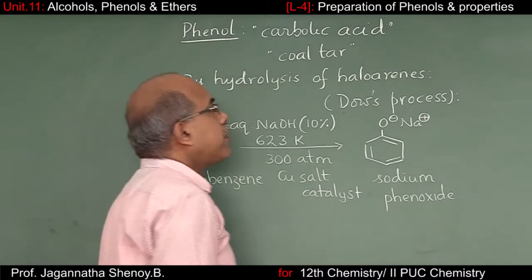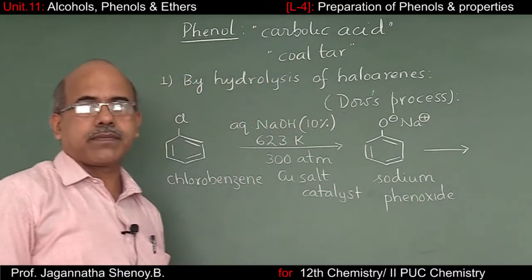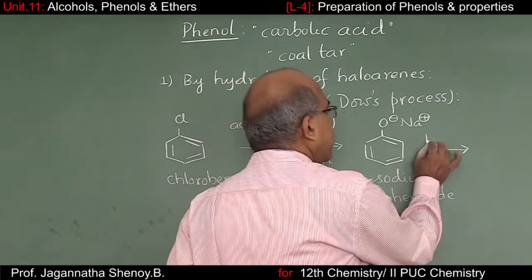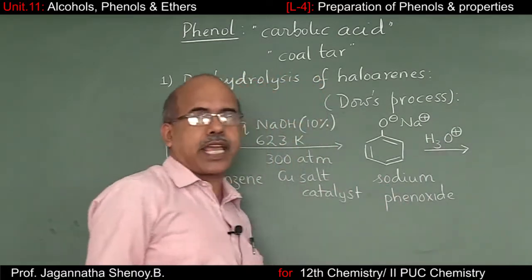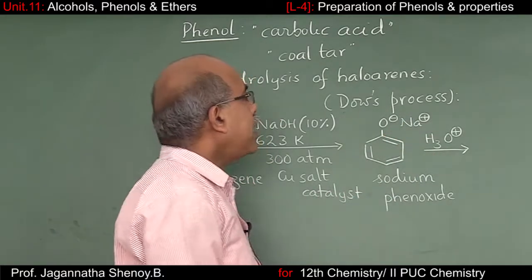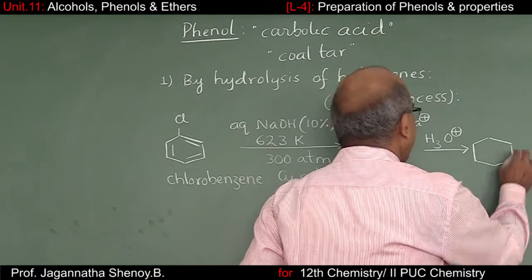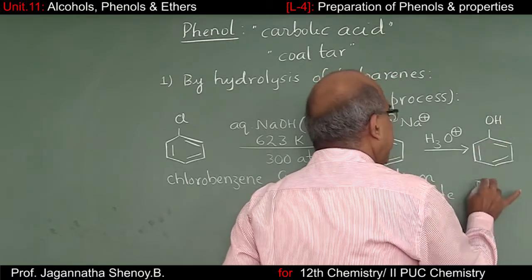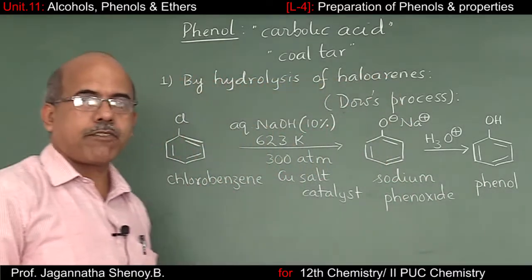Now this is sodium phenoxide. I'll subject it to acidification. I can use dilute HCl or any other dilute mineral acid. In general, I'm going to mention it as H3O+. So Na plus will be replaced by hydrogen, and what we get is phenol. In fact, this is a method of manufacture of phenol.